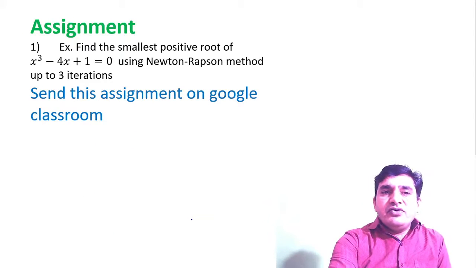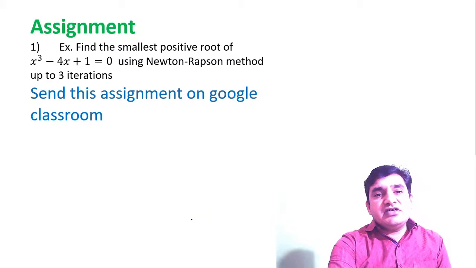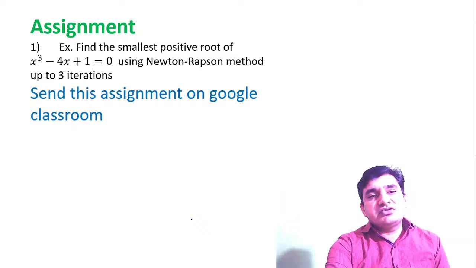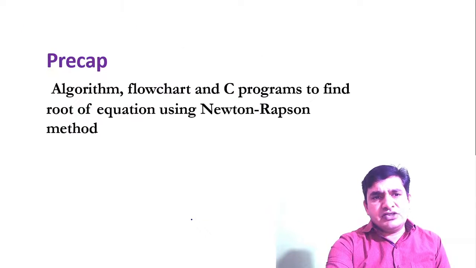Now you have an assignment. Find the smallest positive root of x cube minus 4x plus 1 equal to 0 using the Newton-Raphson method up to the third iteration, and send this assignment on Google Classroom.